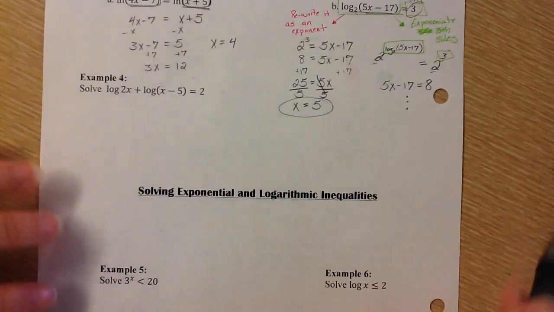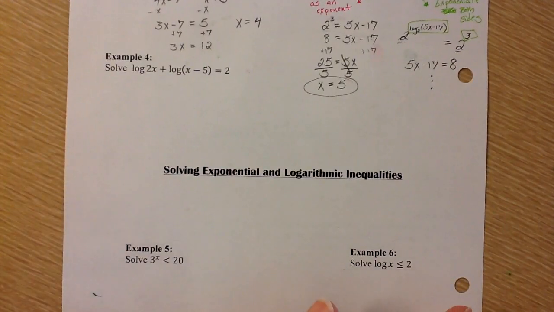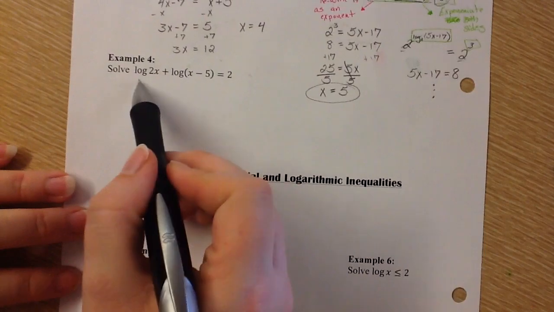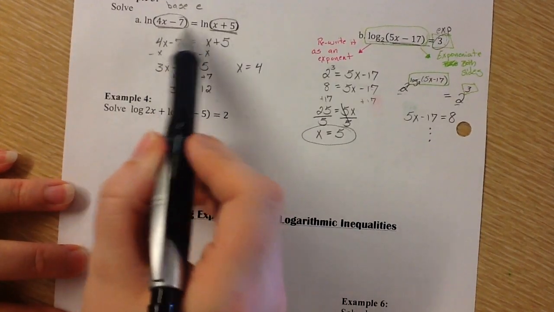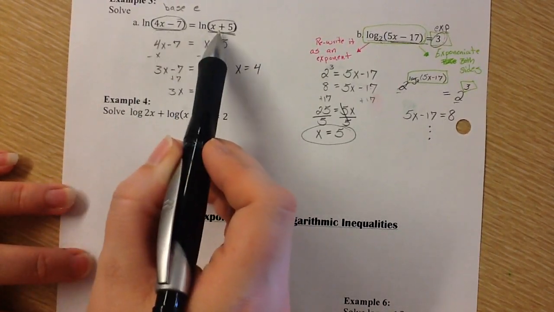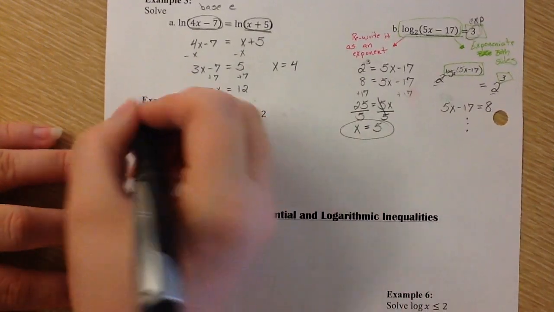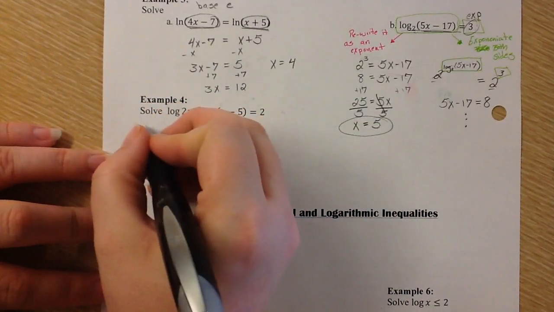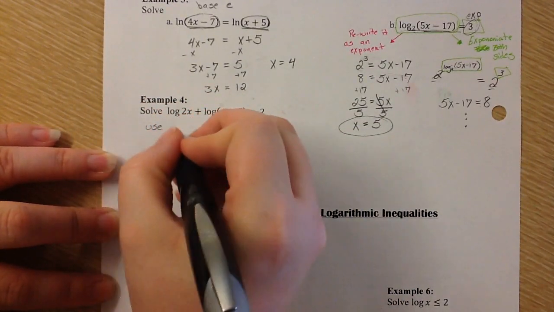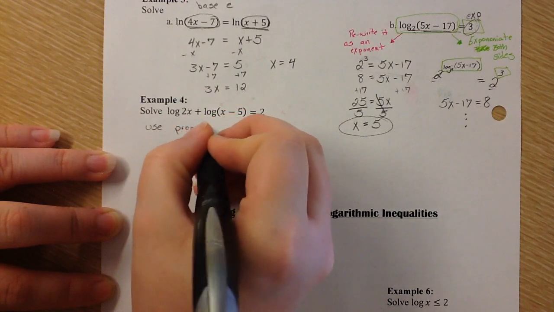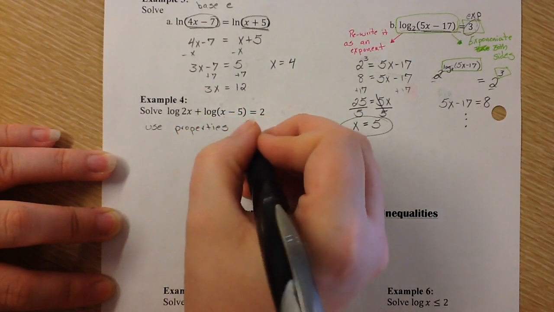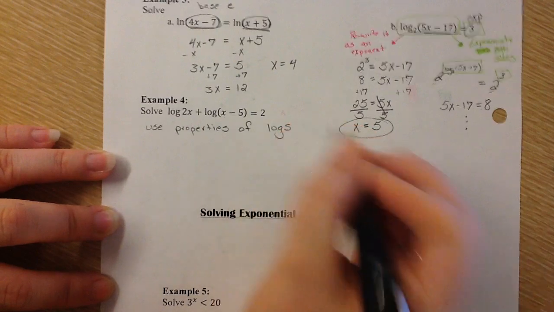Okay. All right. We have one more type of equation. This is when we have two different logs, but you can't set them equal to each other. There's no way of getting them to look like this. This is where we need to use our properties of logs. So our first step here is to use our properties of logs to put them together.